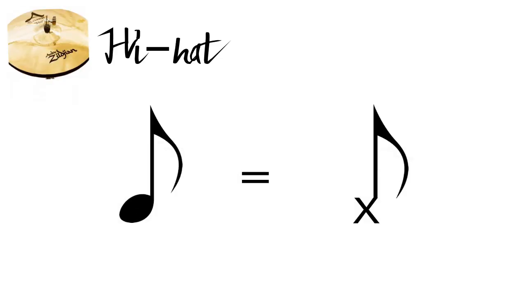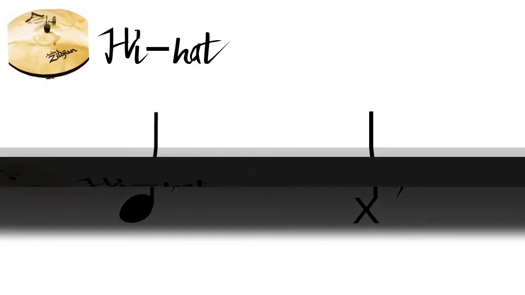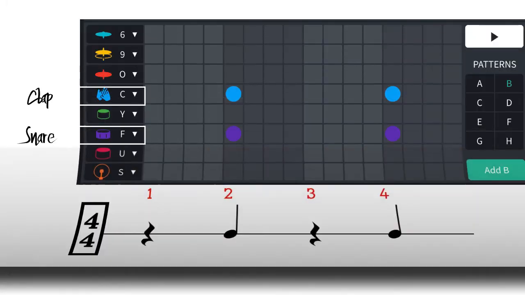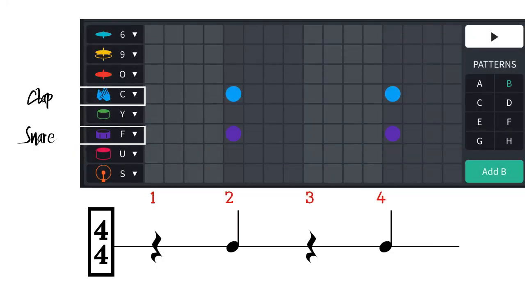Now, I just want to show you that sometimes in drum notation, things can be notated with an X on it. So that's why I've notated it with an X on. So you might see things like this when you're looking at drum notation.